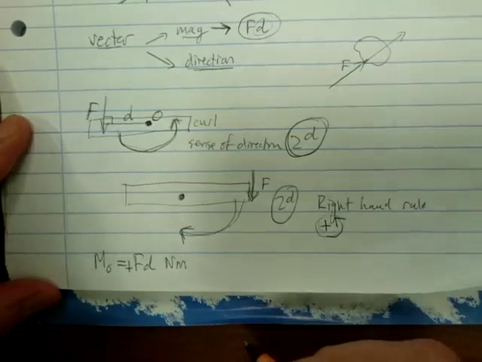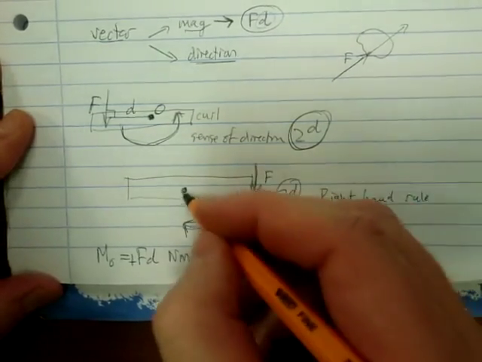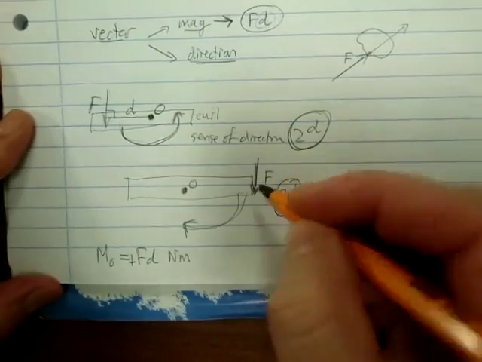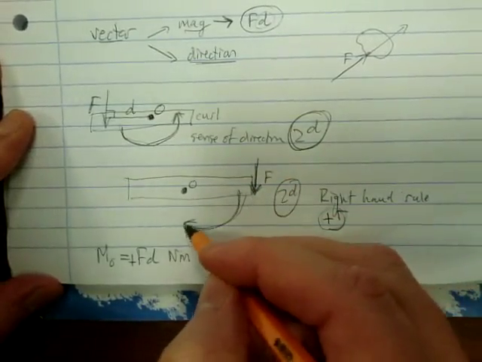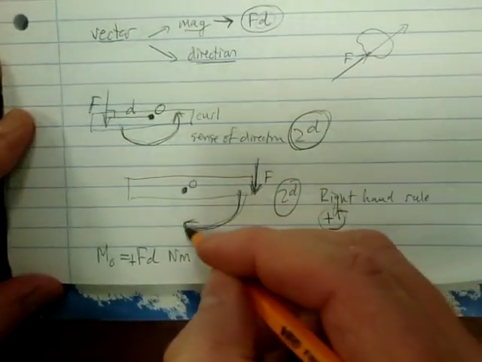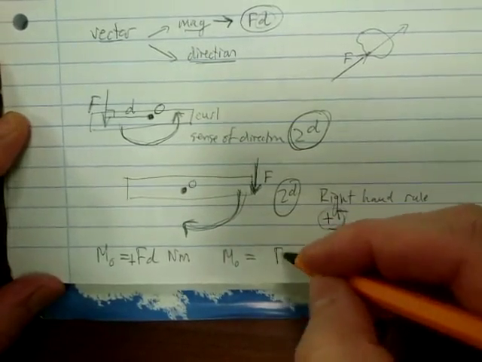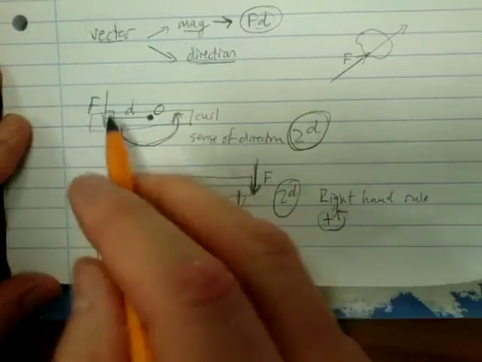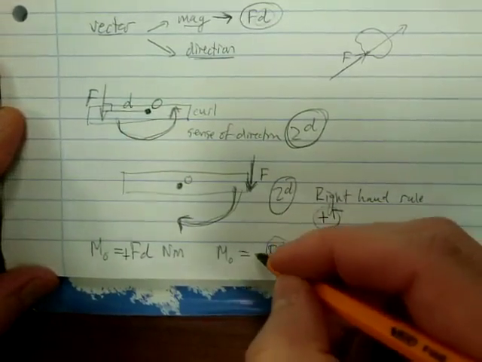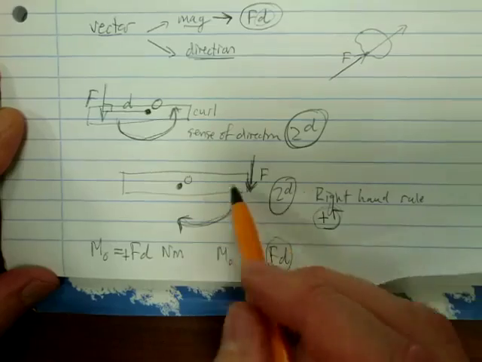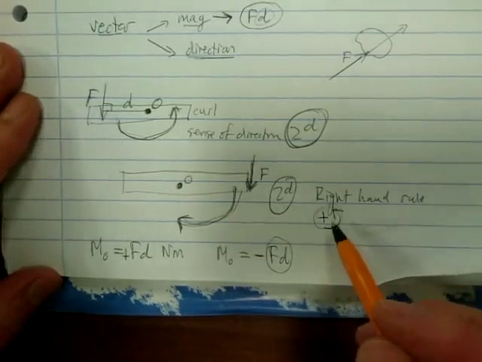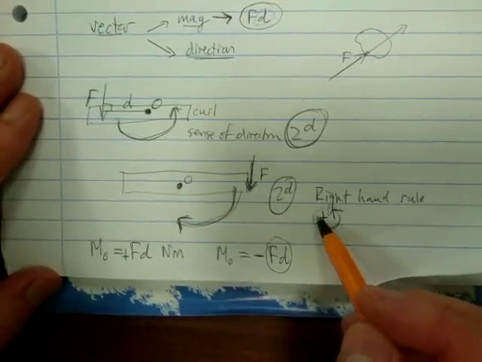So what about this one? If there's my point O and I'm applying a force which causes the body to rotate clockwise, then I will have MO equal to F times D, that's the magnitude, whatever F and D are, and it will be negative because it is clockwise. It is in the opposite direction to this. Okay?